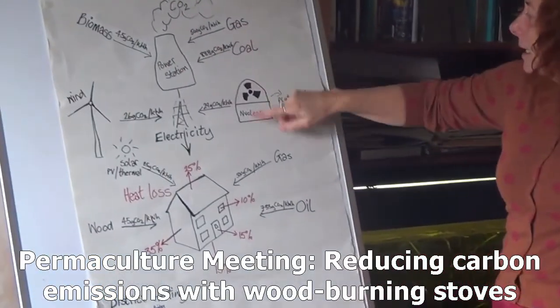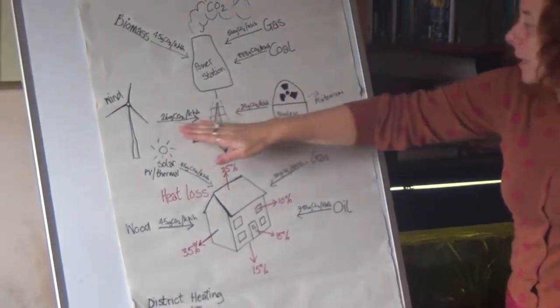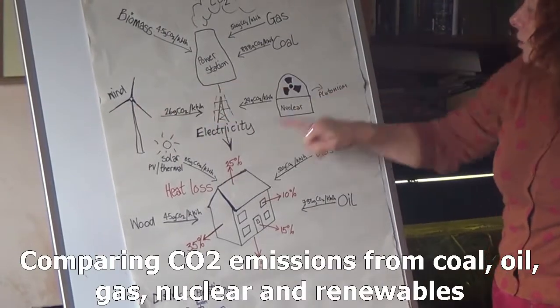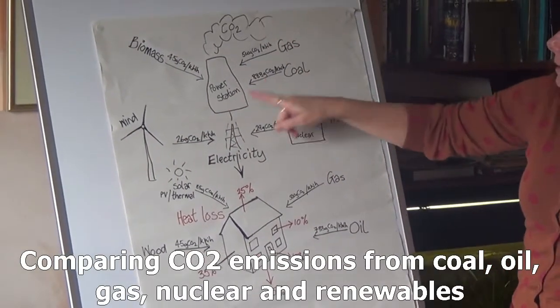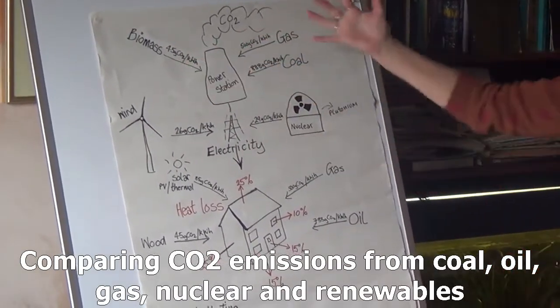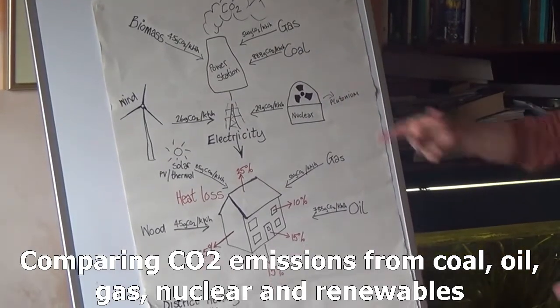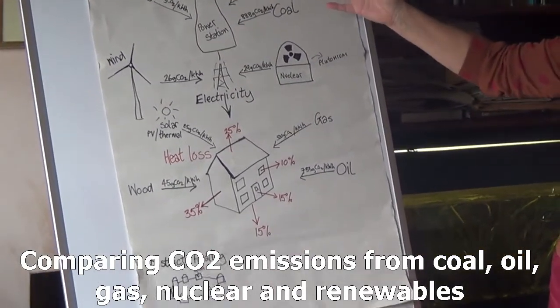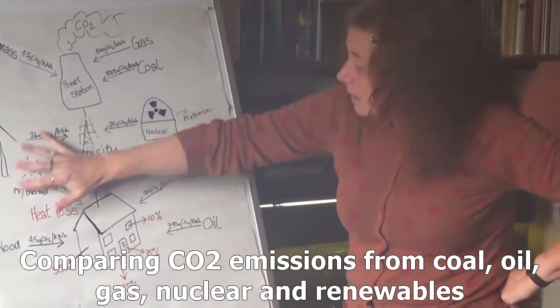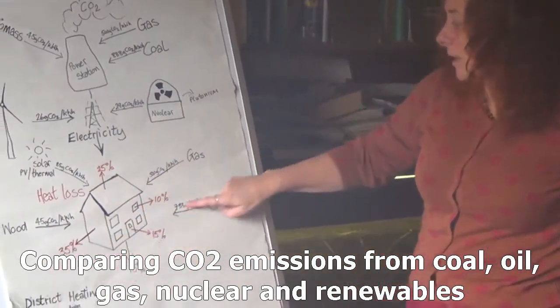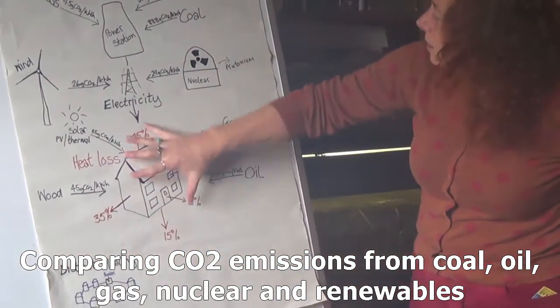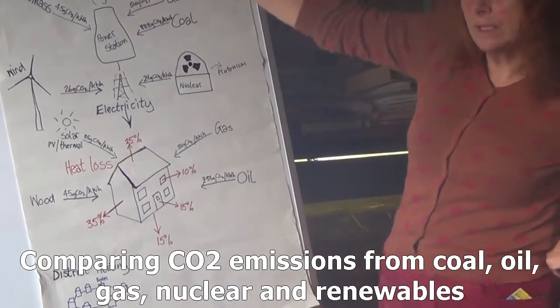And in the case of electricity, it depends whether it's coming from wind or nuclear or gas or coal or biomass power station as to how much CO2 is being released. And then, of course, in our own houses, we're losing a lot of heat. And so the more heat we're losing, the more CO2 is coming off at this end.